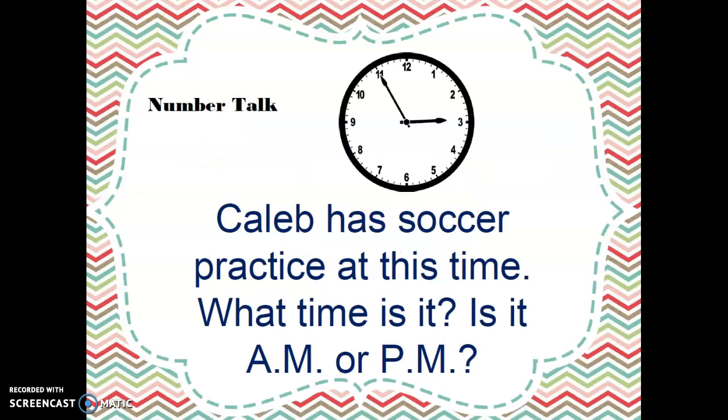Let's go ahead and begin our number talk. Caleb has soccer practice at this time. What time is it? Is it AM or PM? Alright, let's look at our clock.